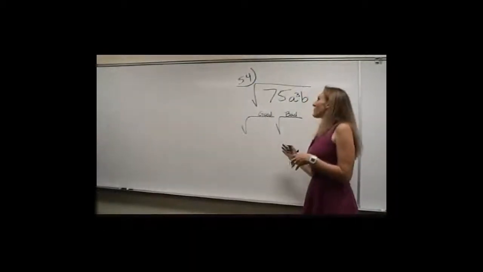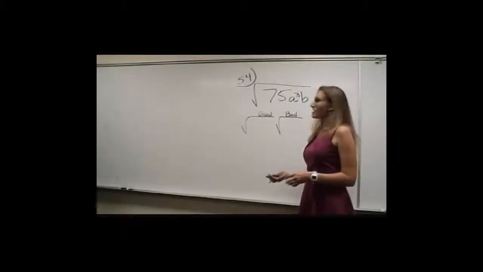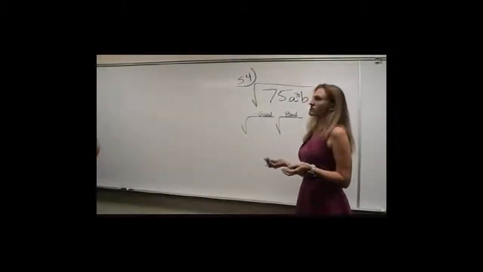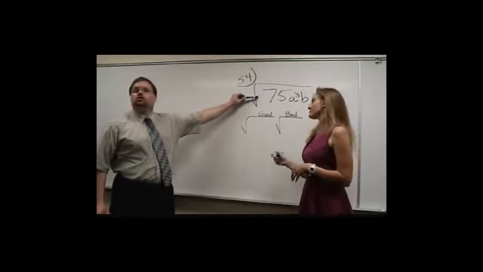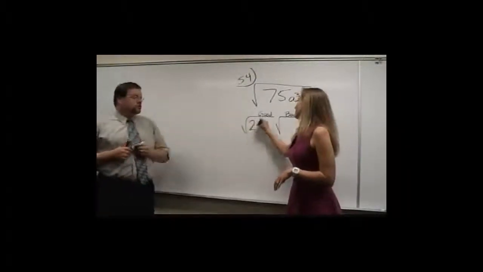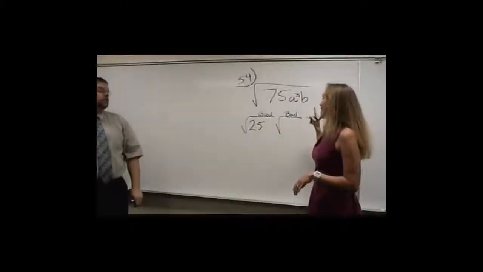So, the good box, I have 75, and I need to find the biggest perfect square factor of 75. What's the biggest perfect square factor of 75, Professor Kasha? Well, I think about 75 cents. So I'm thinking about quarters. So 25 goes into 75 3 times. Right, so the 25 is the perfect square. And 3 is the bad. Exactly.